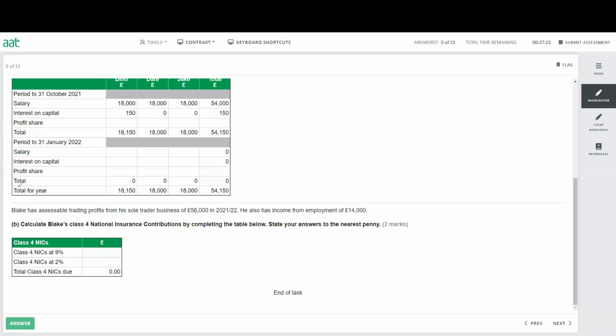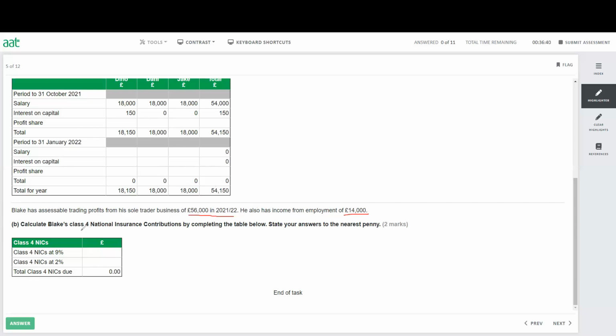The next question we have is about the national insurance. You will have one question in the exam for the national insurance, so you need to make sure you memorize the formulas. So Blake has assessable trading profit from his sole trader business, 56,000 in 21-22. He also has income from employment, 14,000. Remember, don't do anything with the employment, because the employment tax and the national insurance is deducted at source. So you already paid through your employment. So do not include this figure when you calculate the trading profit from the sole trader.